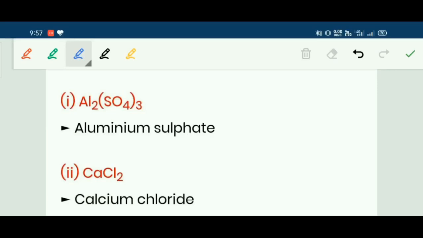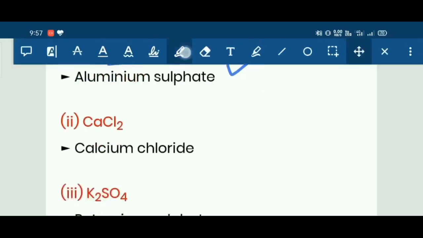For example, in first case, the formula is Al2(SO4)3. In this case, first of all, identify the ions. Therefore, we identify that there are two ions over here. One is aluminium and second is sulfate ion. That means name of this compound is aluminium sulfate.